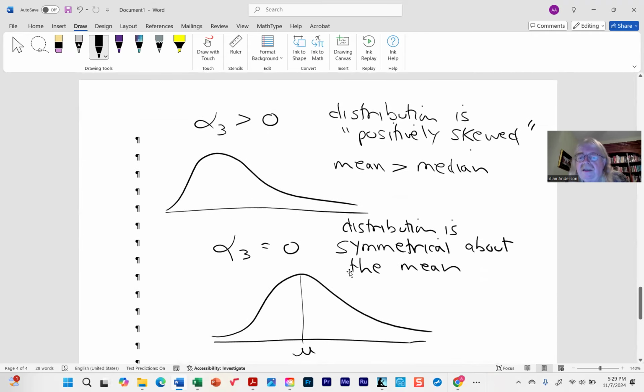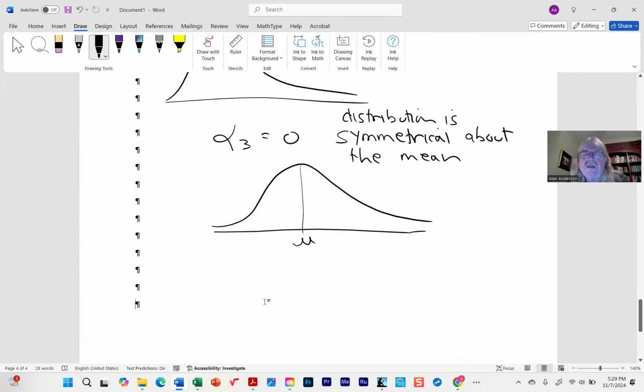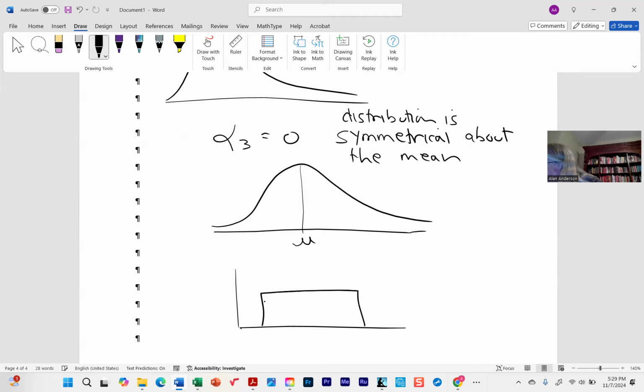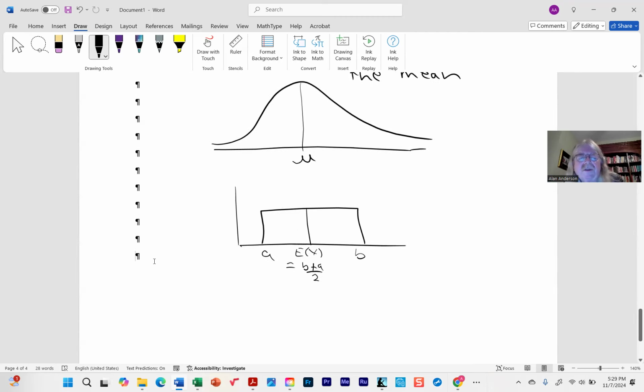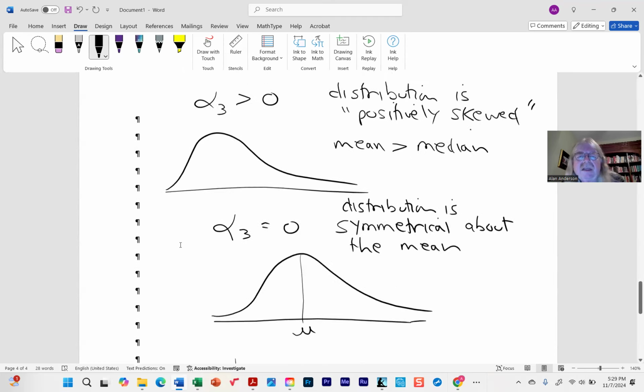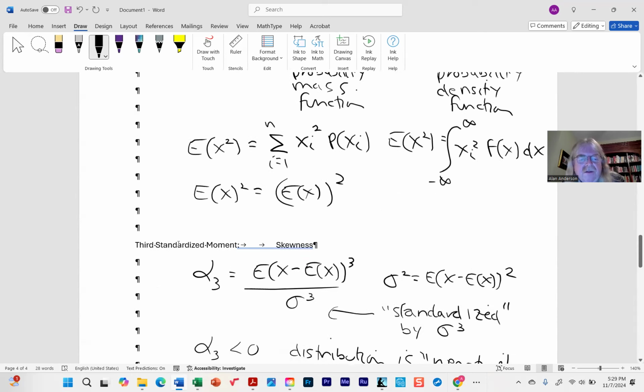Although I must say, it doesn't have to be a normal distribution. If you look at the uniform, you'll get the same thing. The left and the right hand side of the mean are mirror images of each other. So these both are symmetrical about the mean. Now, that's our third standardized moment.